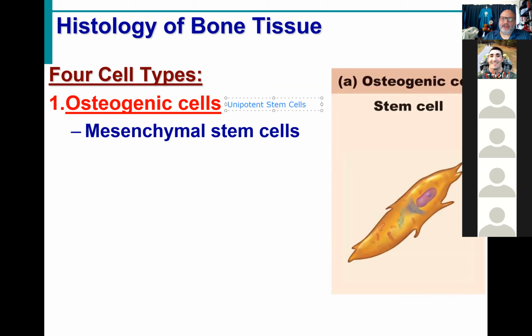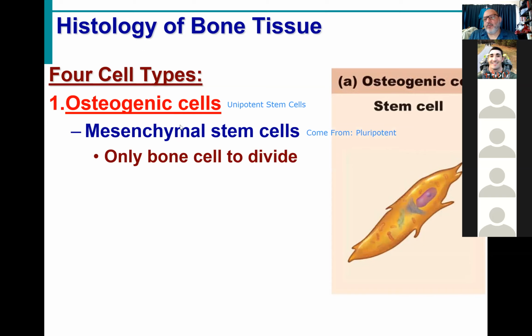and one thing only. Of course, they come from our mesenchymal stem cells, which remember are pluripotent stem cells. So our mesenchymal stem cells divide to become osteogenic cells. And these osteogenic cells are the only bone cell that is capable of dividing. So once our bone cells start to mature, they are incapable of dividing.